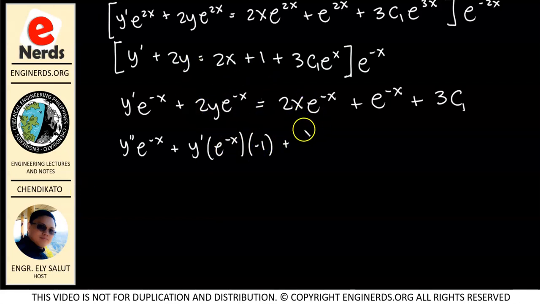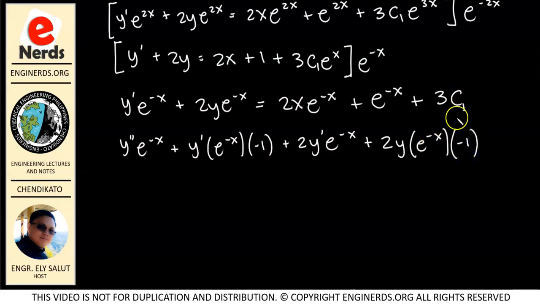Okay, so to get that, I will have 2y prime, then e to the negative x, then plus 2y, then the derivative of e to the negative x, which is e to the negative x, times the derivative of negative x, which is negative 1. Okay, so nandito na tayo sa right side ng ating equation.